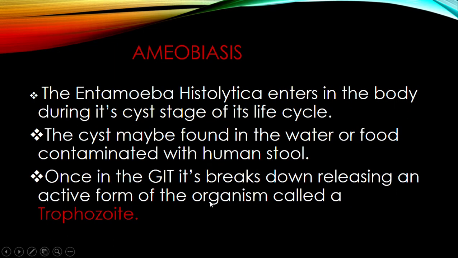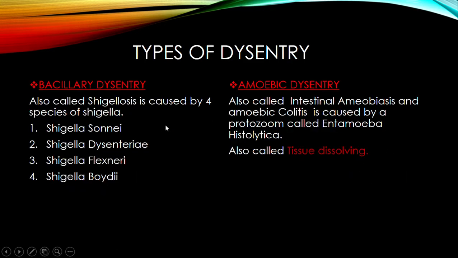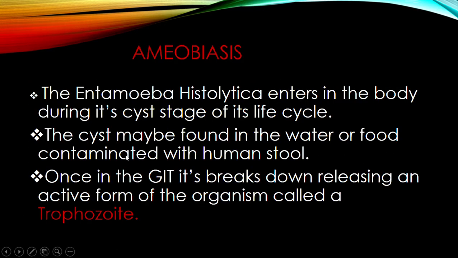So I'll just go through that again. What happens during amoebiasis is that the organism enters into the body during the cyst stage of its life. This cyst can be found in the water or in any food which is contaminated with human stools. Once it enters into the GIT, it breaks down and releases an active form of an organism called a trophozoite.